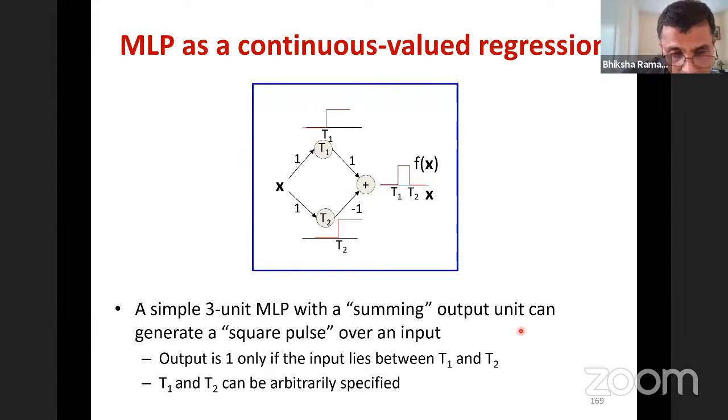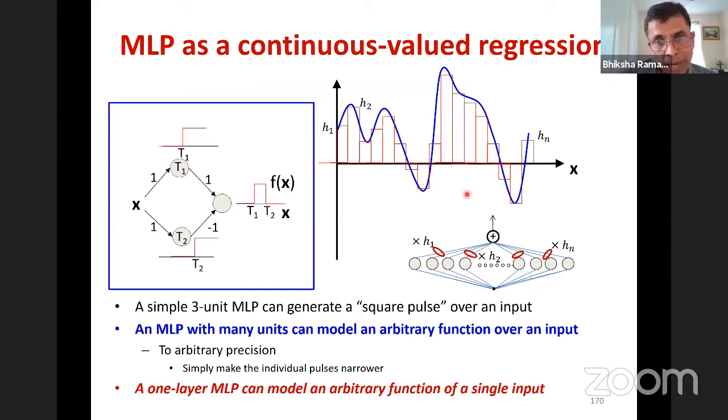But then let's continue and wrap this up, right? We were looking at decision boundaries. We are looking at Boolean functions. What about continuous valued regression? Now for regression, the output is real valued. We saw that when I'm looking for a scalar function of a scalar input, a simple 3-unit MLP with a summing output can generate a square pulse over an input. We saw that an hour ago, right? And then I can combine a whole lot of these up to compose any arbitrary scalar function of a scalar input to arbitrary precision.